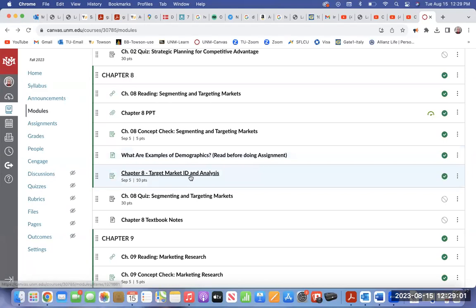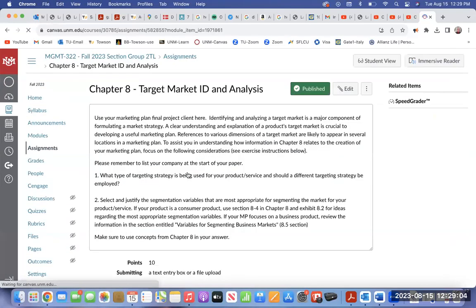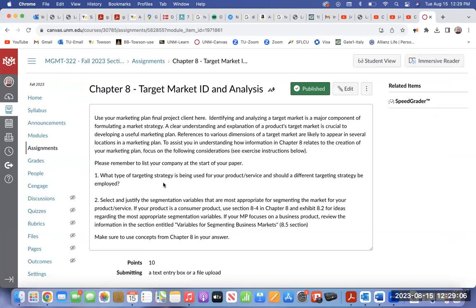chapter 8 assignment. So the target market ID and analysis. What type of targeting strategy is used for your product or service right now? Should a different one be used? And the only way you can answer this is if you know what the targeting strategies are, and you're going to have to read these in chapter 8. There are a number of different strategies that you can use to look at your market. It's called a targeting strategy. And then you have to select and justify segmentation variables. So meaning how are you going to cut it up? So look at that.